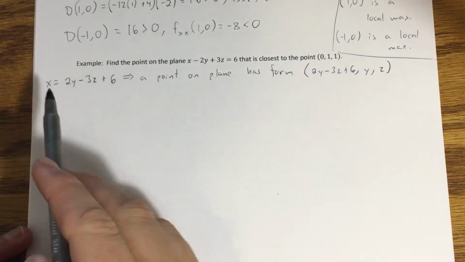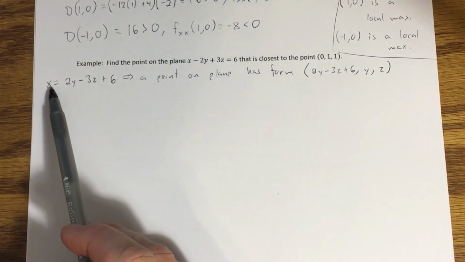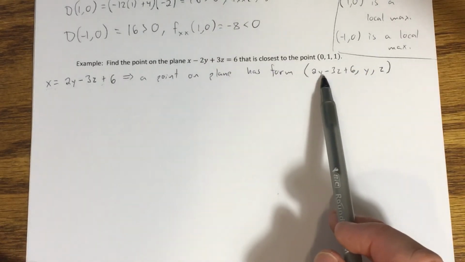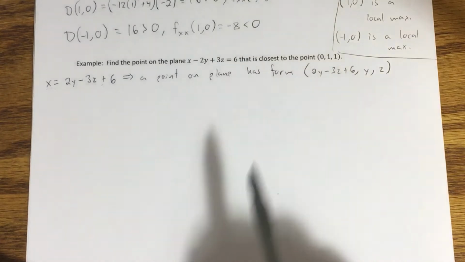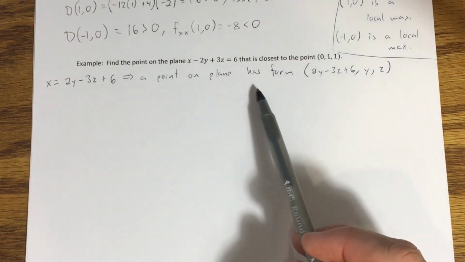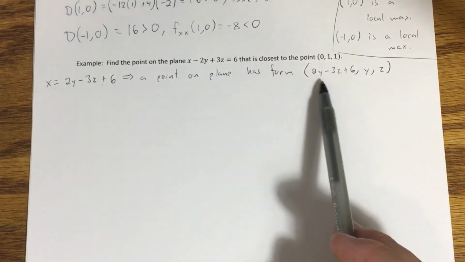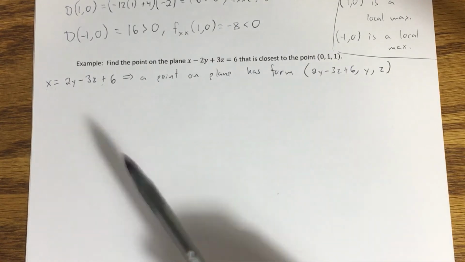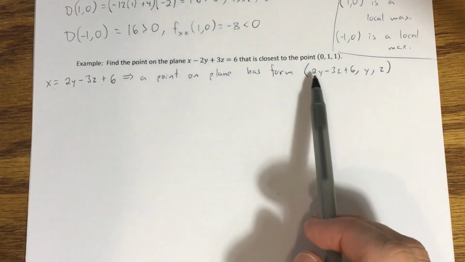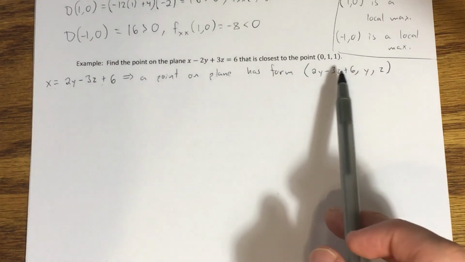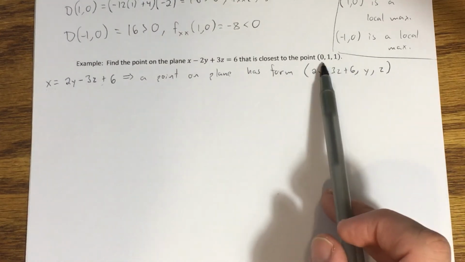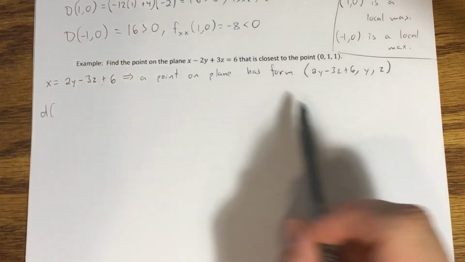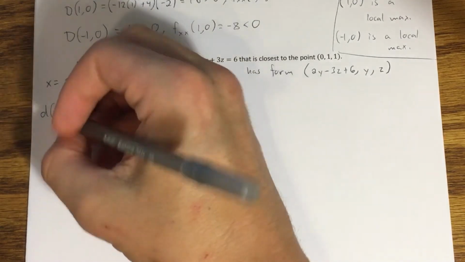Because any point on this plane has to satisfy this equation. But if I've isolated the x, it gives me an expression in terms of y and z that I can substitute for where x would normally appear. So all the points on my plane are going to have this form. And the reason that I did this is I'm now only concerned with 2 variables instead of 3, y and z, instead of x, y, and z. So if this is a point on my plane, how do I compute the distance between this point and the point 0, 1, 1? Well, that's what distance formula is for. And notice, distance is now only going to be a function of y and z.